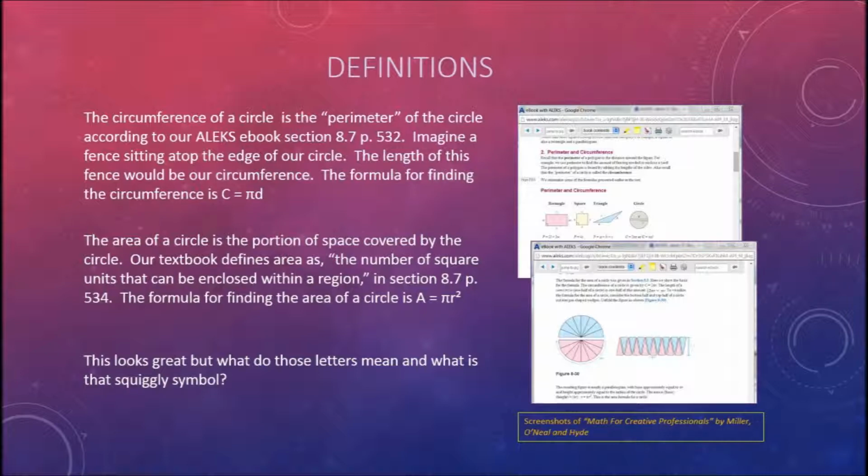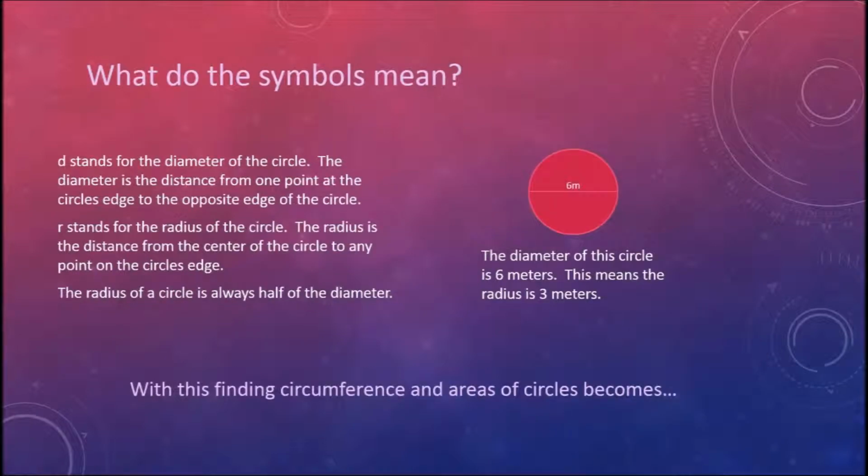This looks great, but what do those letters mean? And what is that squiggly symbol we call pi? In the formulas that we use to find areas and circumferences of circles, D stands for the diameter of the circle. The diameter is a distance from one point on the circle's edge to a point at the opposite edge of the circle. R stands for the radius of the circle.